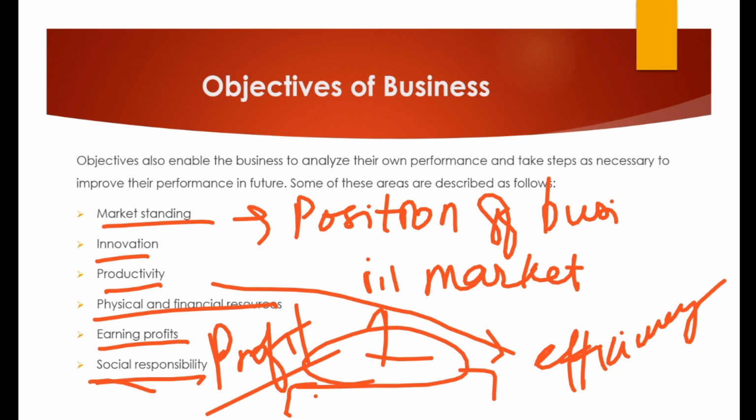These are the objectives which a business wants to achieve, and they can analyze their performance: how they are achieving their objectives, how near they are to their goal, and if there are any discrepancies, what corrective measures they can take. These objectives help them understand where they stand in achieving the goal, and if they need to take any specific measures, they have to take them and achieve certain objectives. So this is about objectives of business.